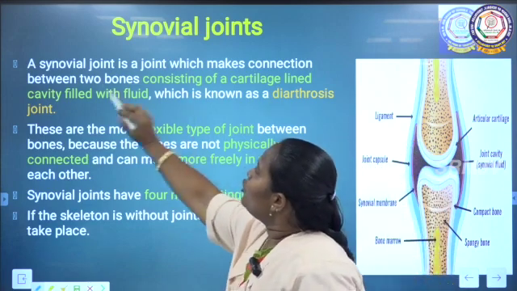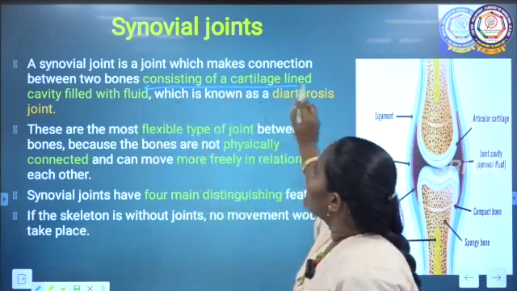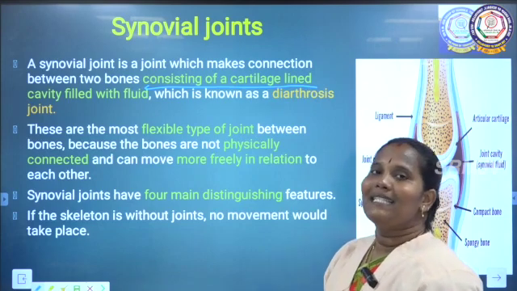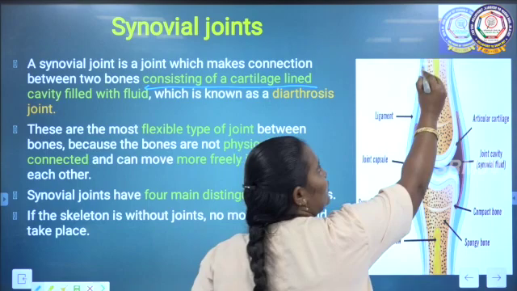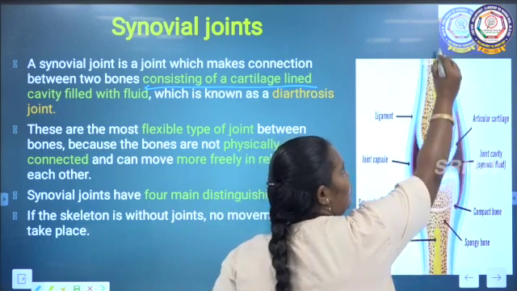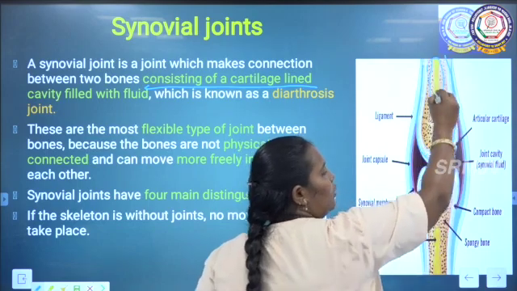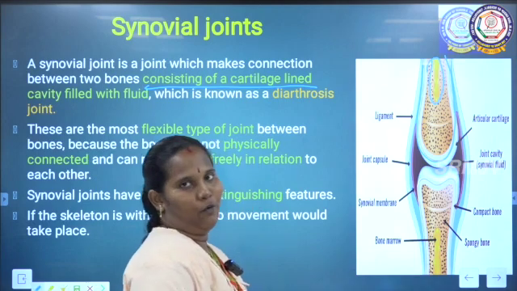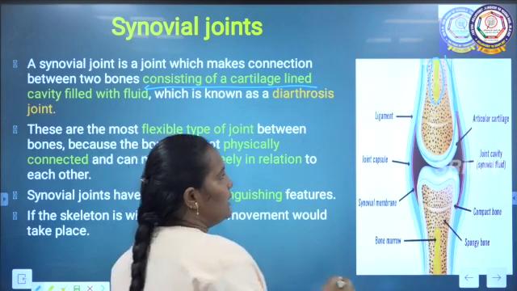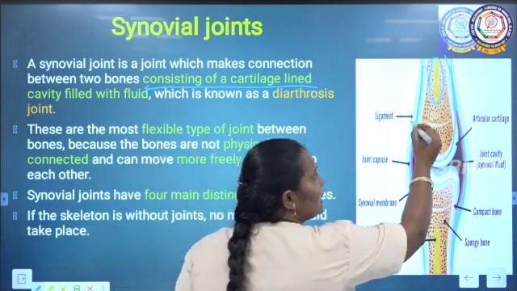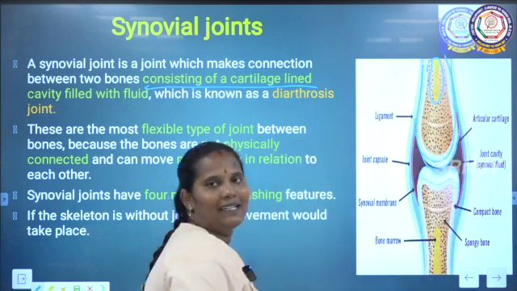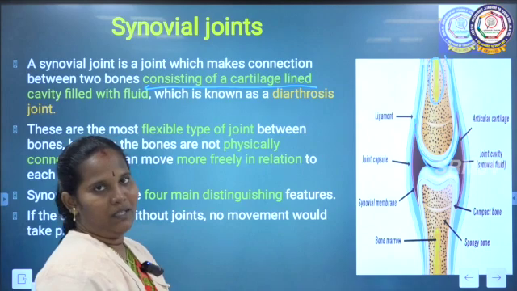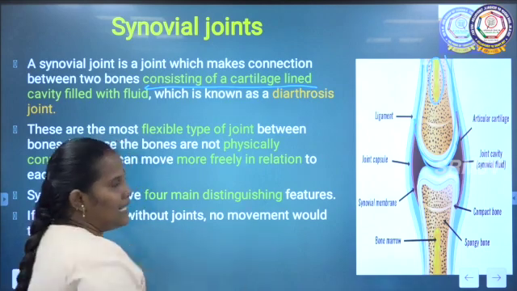See, the two bones are cartilage lined. The bone is there. We know that it is the bone. Inside, actually, it is the bone marrow. We know bone marrow. This bone is covered, lined. This lining is called the cartilage lining. It is covered with a cartilage lining.